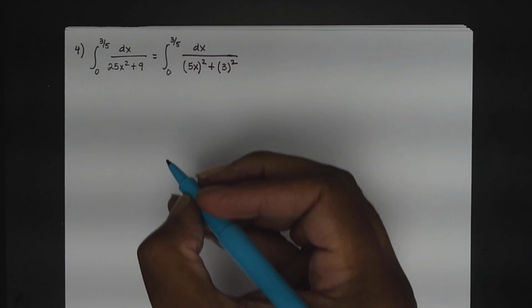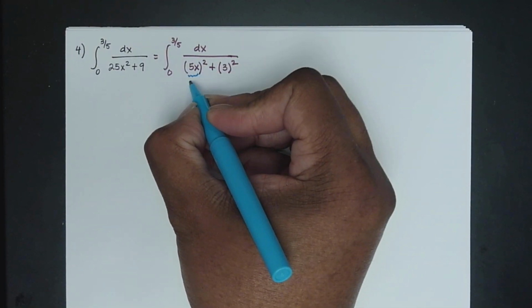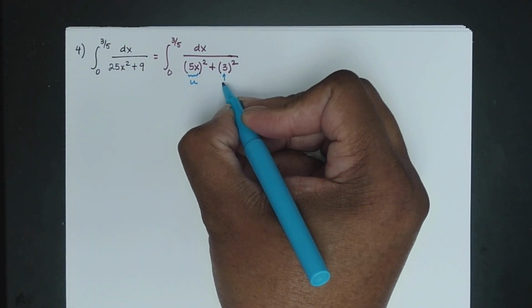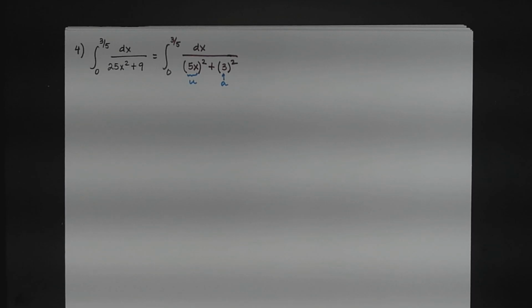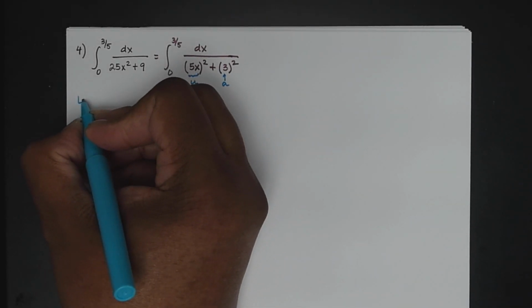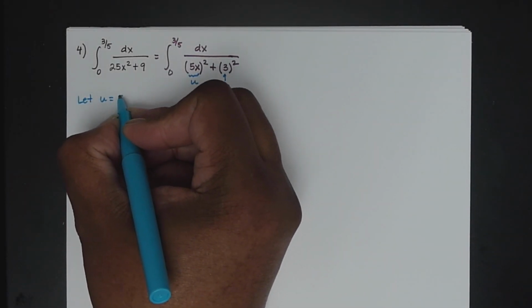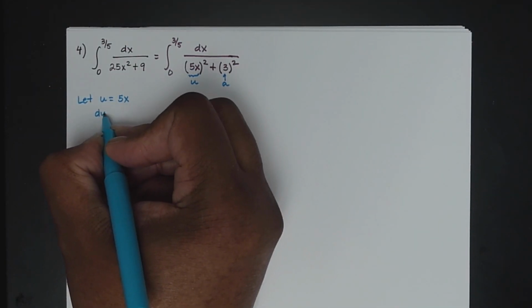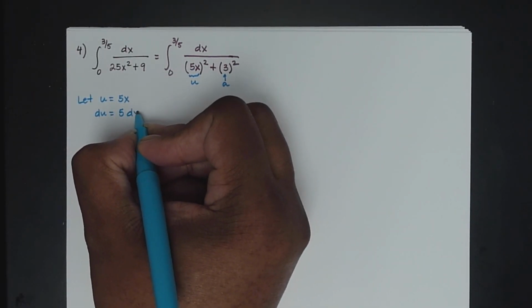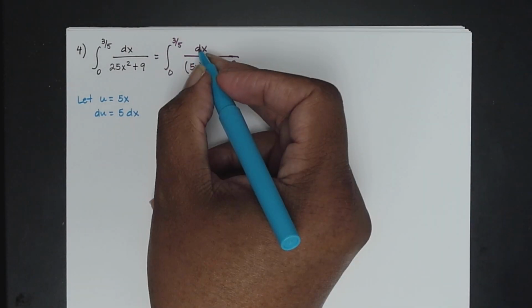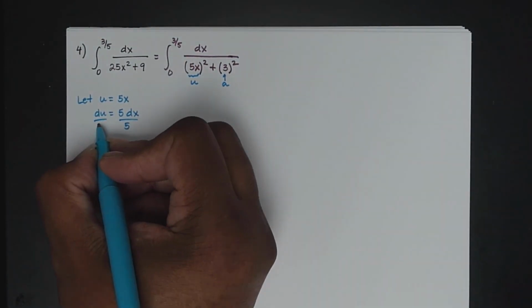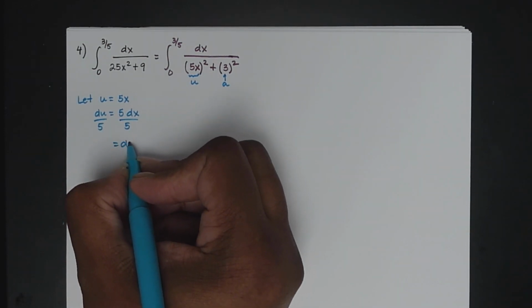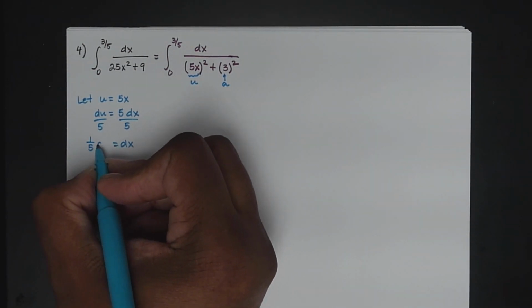So that means here, this 5x will have to be the u, and this constant 3 will have to be the a. So here's what we're going to do. I'm going to let u equal to that 5x. That would mean du will have to be 5 dx. And I got dx here, so if I want this to be dx, I need to divide both sides by 5. So that means dx will be 1/5 du.